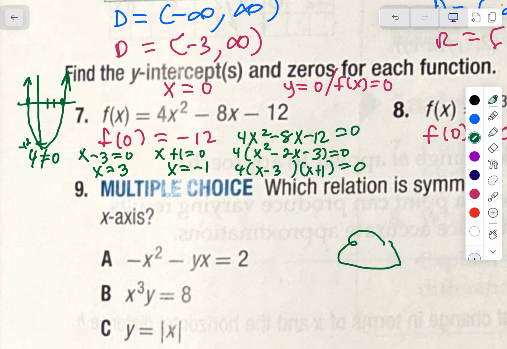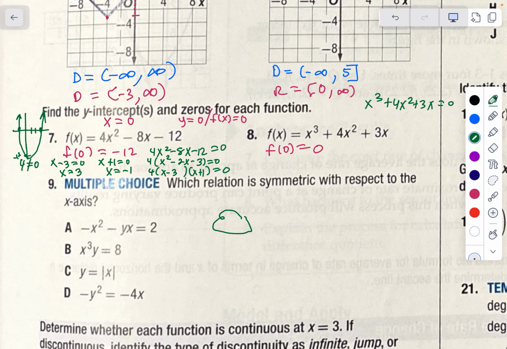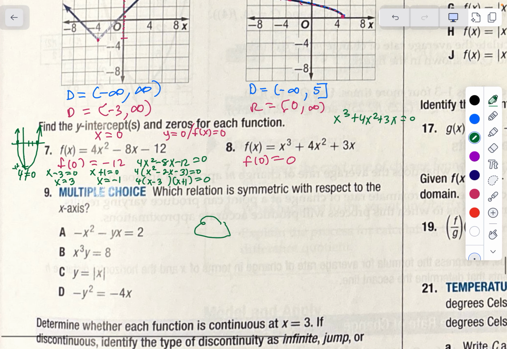Looks something like that, okay? So that is 7. Now let's talk about how we factor 8. Everybody good with the factorization for 7? Okay, let's go to 8.